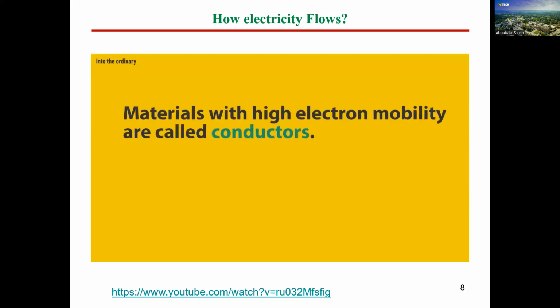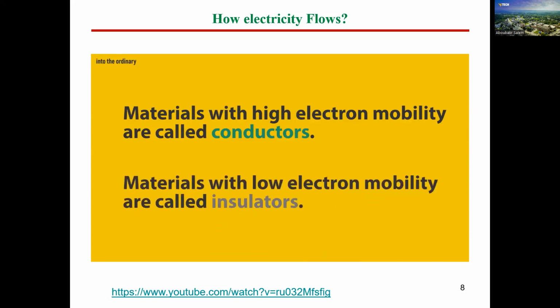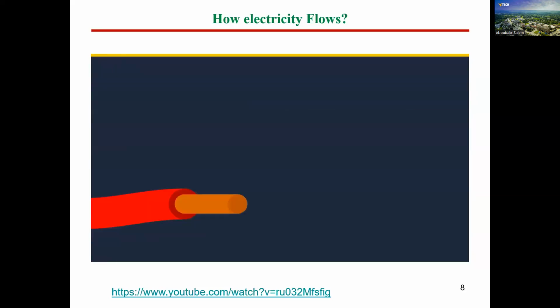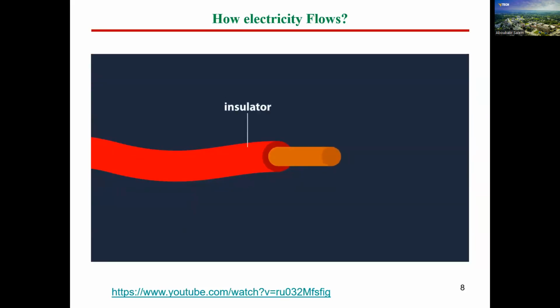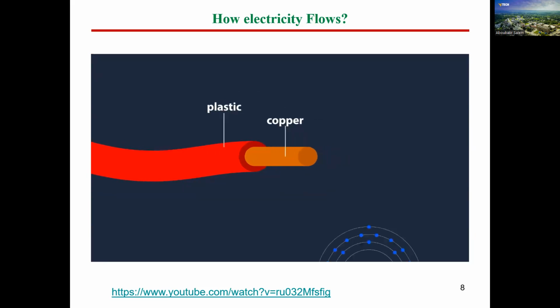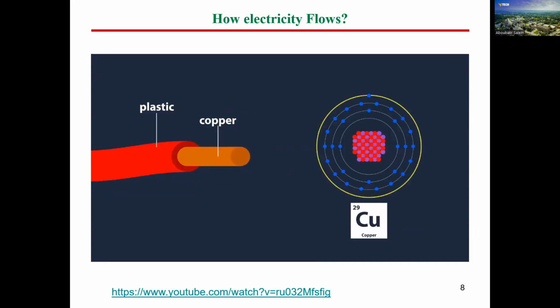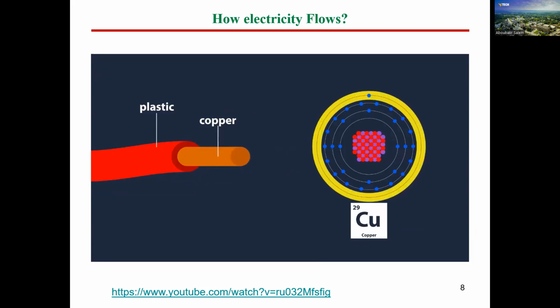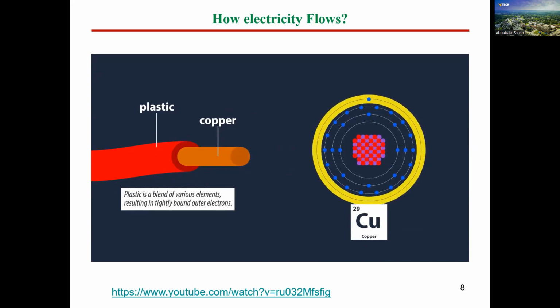Materials with high electron mobility are called conductors. Materials with low electron mobility are called insulators. A commonplace object where you can see an insulator and conductor working together is in a simple wire. This electrical wire has a copper core and a plastic shell. Copper atoms have a very loosely bound electron on the outside, as seen here again using the Bohr model. This makes copper a perfect conductor, whereas the plastic is an insulator.